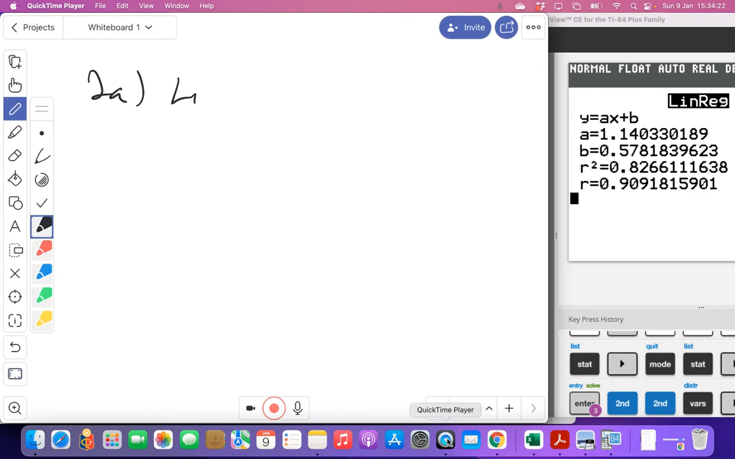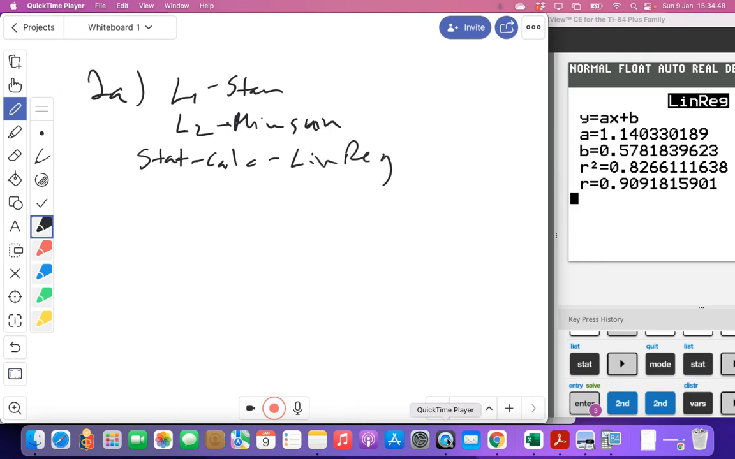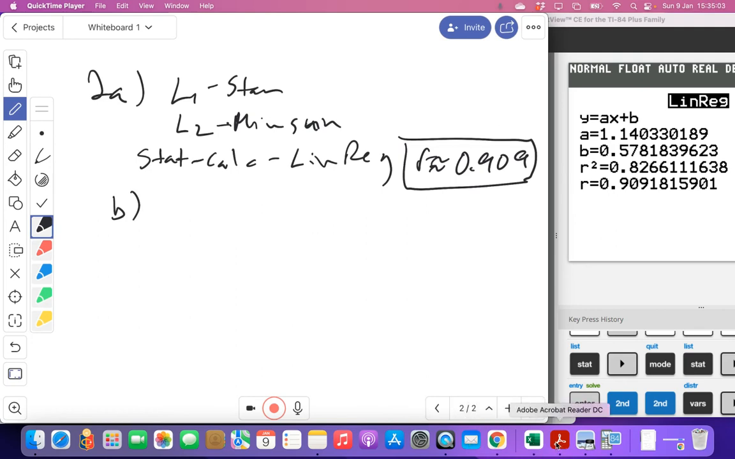So list 1 was Stan, list 2 was Min-sun, and then I did stat, calc, LinReg, and I get R approximately equals 0.909. Okay, so about a 91%. You could think of it that way, a correlation between their scores.